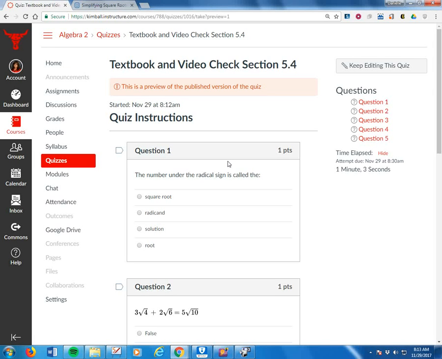Okay. So first question, the number under the radical sign is called the what? Radicand. So if I talk about the radicand, you'll know I'm referring to just the number under the radical sign. And the radical sign is the square root sign, or the root sign, I should say. It's not always a square root. It could be a cube root.